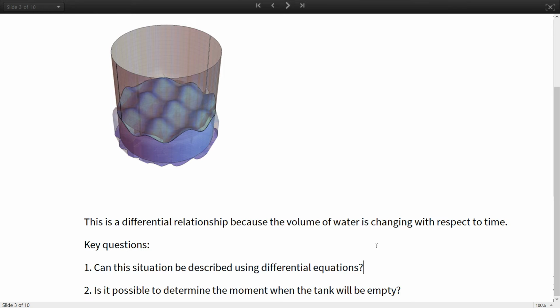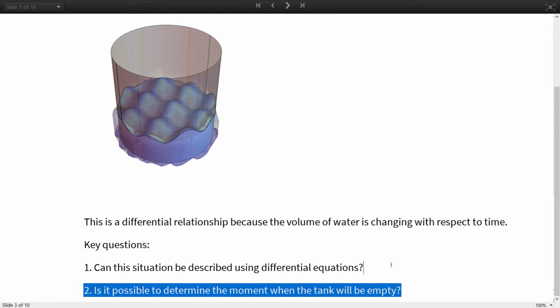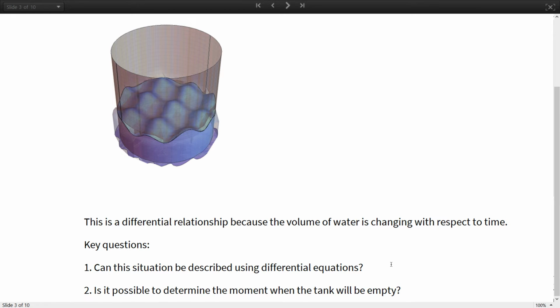Second, it is important to ask if it is possible to determine when the tank is empty. The second question will involve finding the solution to the differential equation for this model, since if we have a function giving the volume of water in the tank as a function of time, we can solve that equation for when the volume of water is zero.